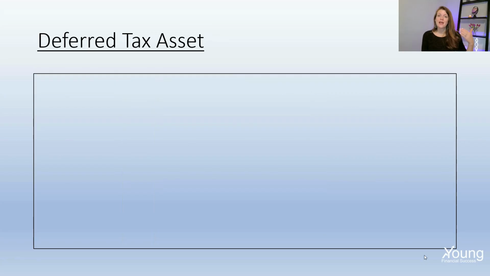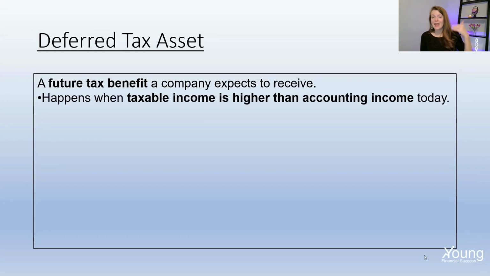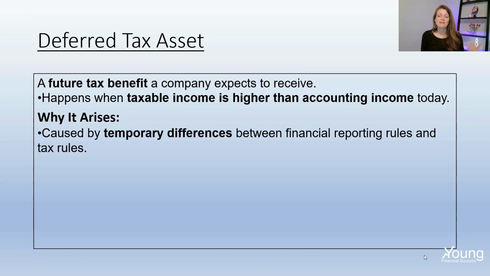Then we have deferred tax assets. This video, we're going to be focused on the liabilities, but then we'll focus on the assets in a future video. But a deferred tax asset is a future tax benefit. So we're paying more in taxes now, but then we get a benefit later on. So the taxable income is higher than the accounting income. So we're like, oh man, we have to pay extra in taxes this year because of this difference. But in the future, we will get a tax asset, we'll pay less.